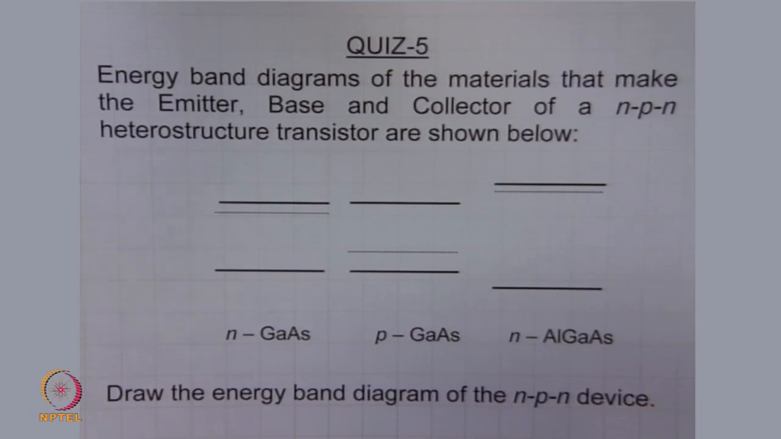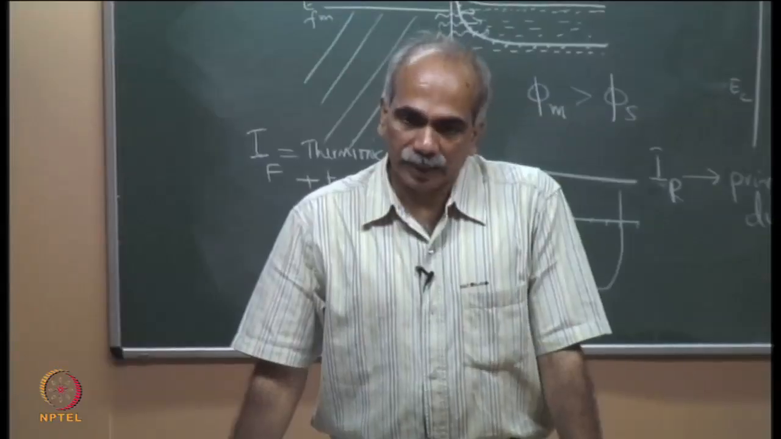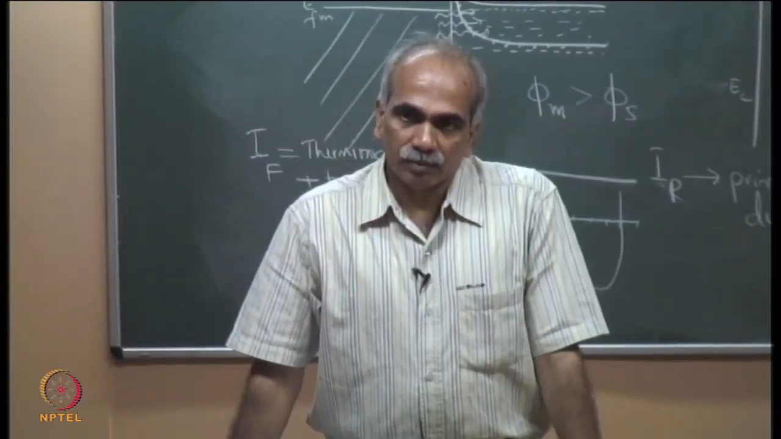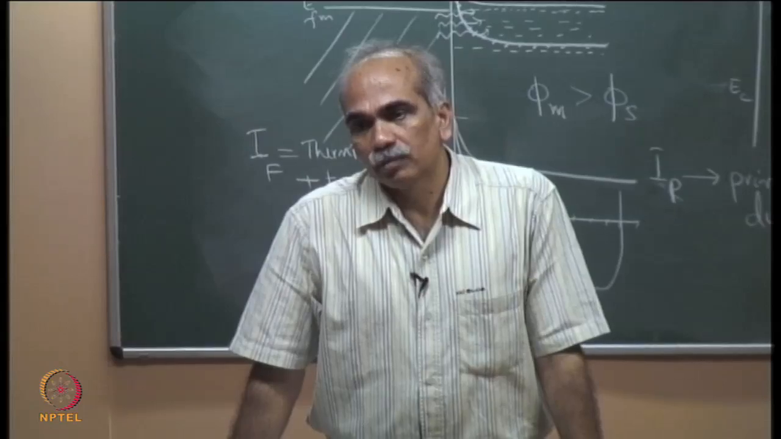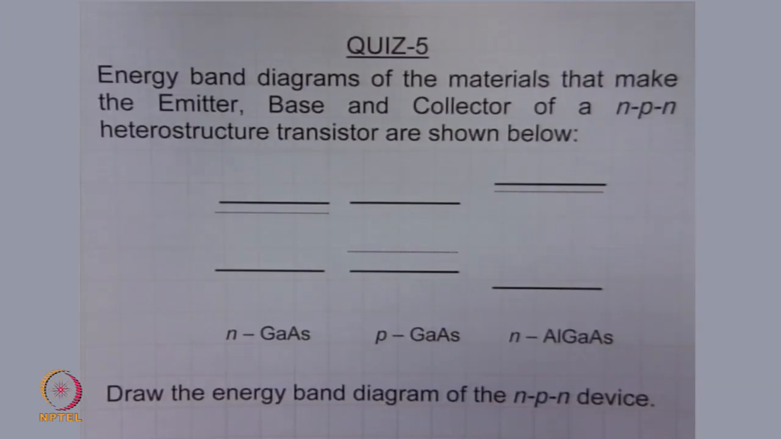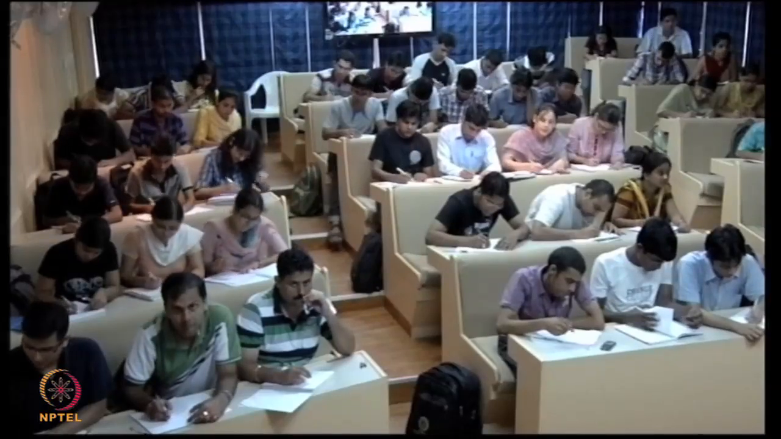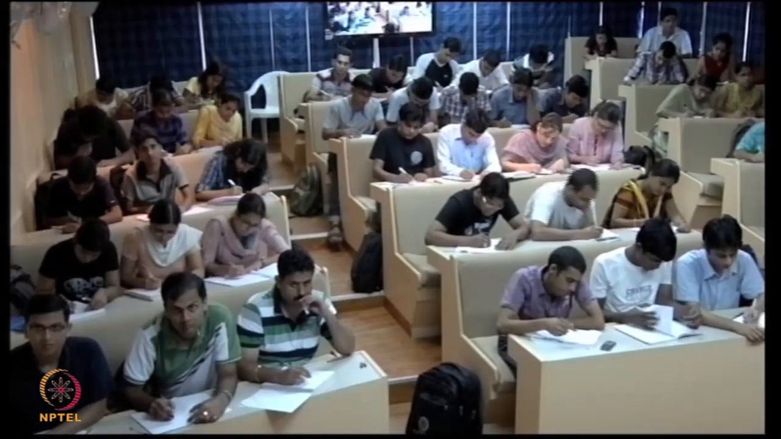So, this is the energy band diagram of the individual materials: N gallium arsenide, P gallium arsenide and N aluminum gallium arsenide. Draw the energy band diagram without any bias. When there is no external bias, what is the energy band diagram of the NPN device?